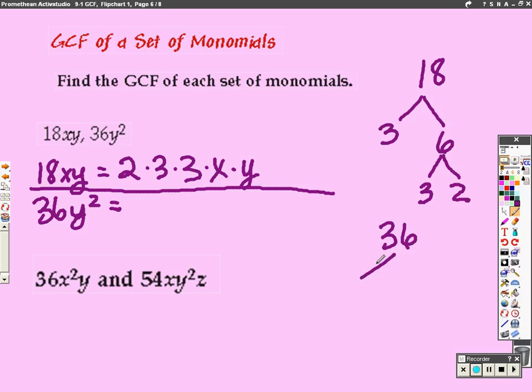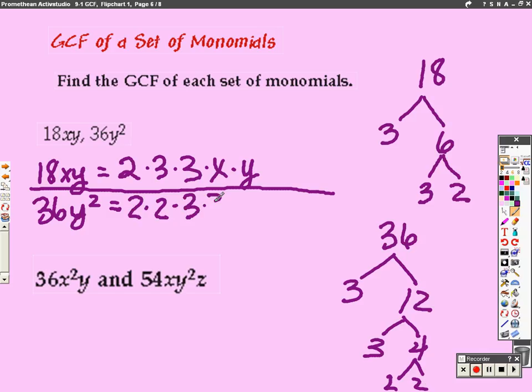Okay, and for 36 I can do the same thing. 36, which is 3 times 12. And it doesn't matter whether I use 3 times 12 or 6 times 6. It's all going to work out to end up with the same prime factors, no matter how you do it, if you do your math correctly. Each number has just one set of prime factors. So for 36, it's 2 times 2 times 3 times 3 times y.